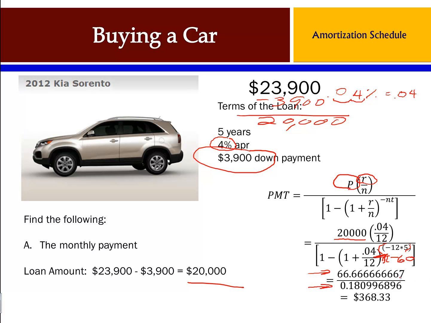Carry each one of them to the number of decimal places that you see on your calculator, about 9 places, and you will eventually come up with a payment to the nearest cent of $368.33. Now, that's $368.33 for every month for 5 years. So that's actually 60 payments.